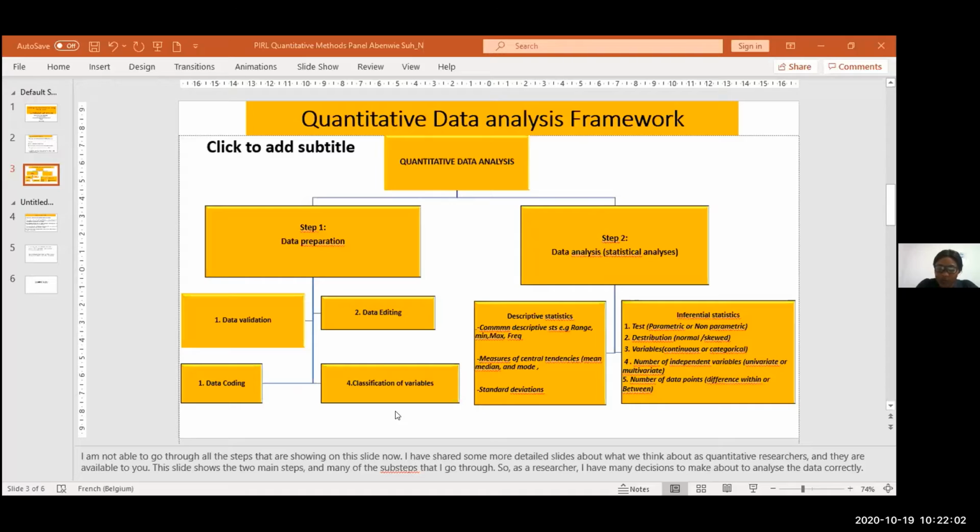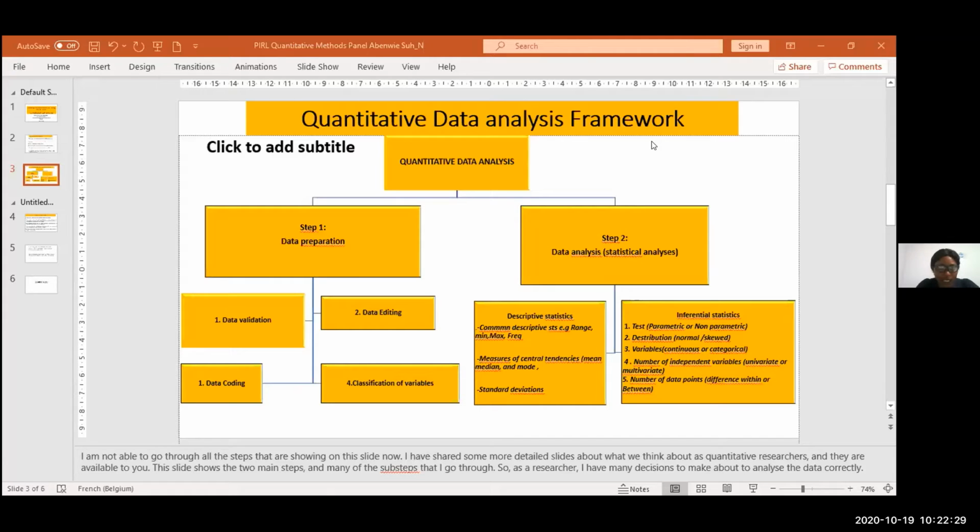Initially, the descriptive statistics are meant to make observation on the data, how it appears, which could just be a common descriptive statistic like the range, the maximum value, minimum values, the frequencies, or measures of central tendencies like the mean, median, and the mode. And we also take into consideration their standard deviations.